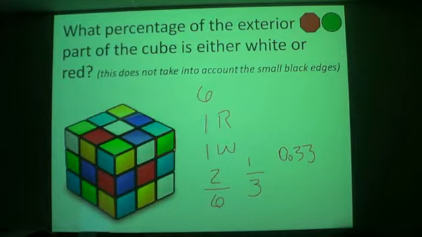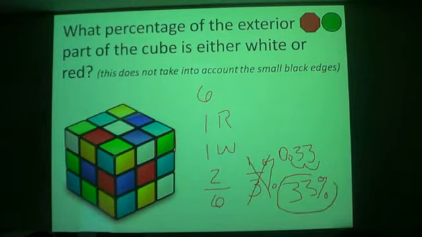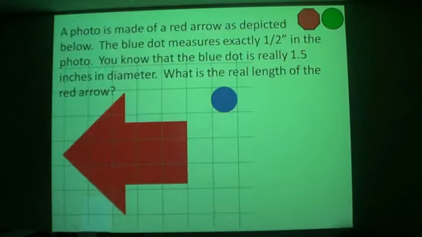In order to get the percentage per 100, we have to move the decimal 2 places, so the correct answer is 33%. And there's a big difference between 1/3% and 33%. That would be wrong, this would be right.